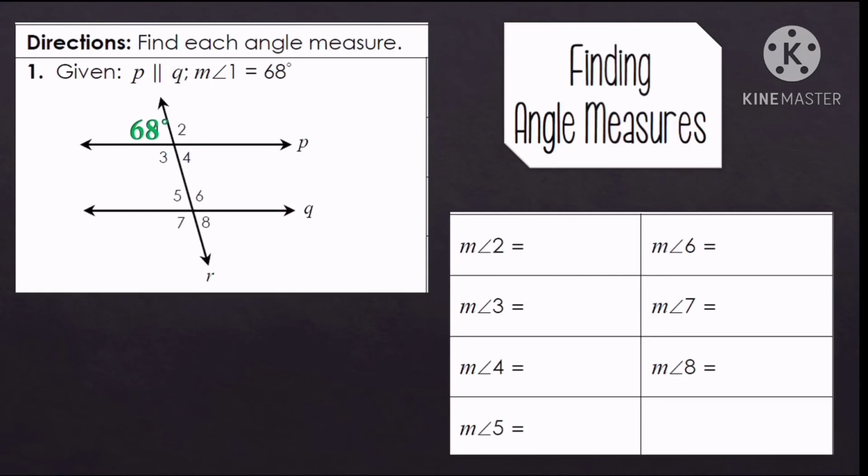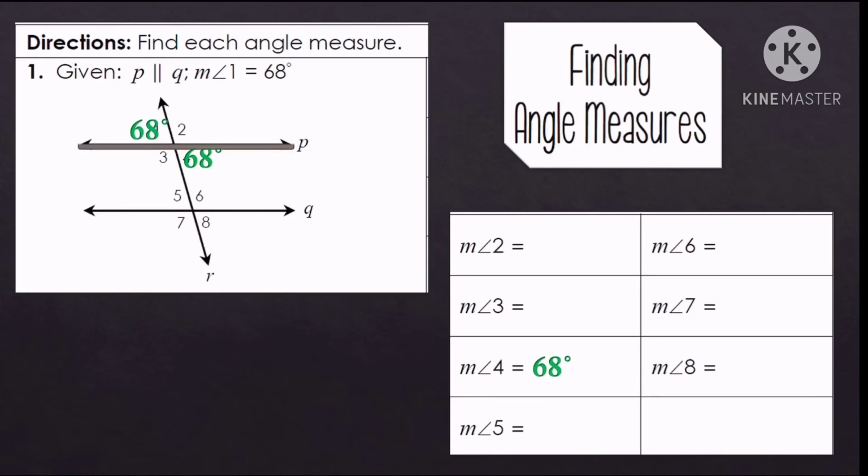My first thing I would go to would be angle 4. I know it's 68. How do I know it's 68? And I'd write it there. Well, that's because they're vertical angles, so they have the same measure. That's from our video last week.